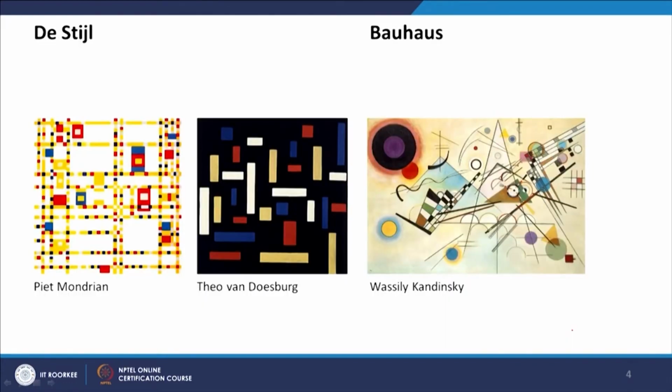Now next is the De Stijl and Bauhaus movement. De Stijl and Bauhaus together talk about the purity of design and minimalism, and also one particular design style, which is either rectilinear or curvilinear, using mostly basic geometric shapes and primary colors like red, yellow, blue, with juxtaposition of achromatic colors like white, black, and gray.